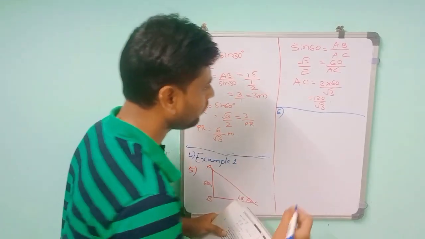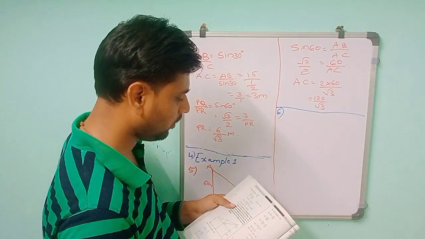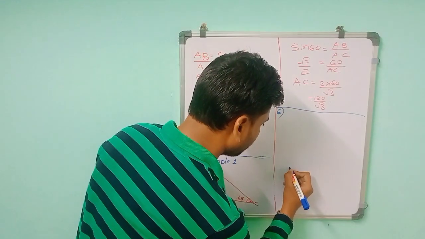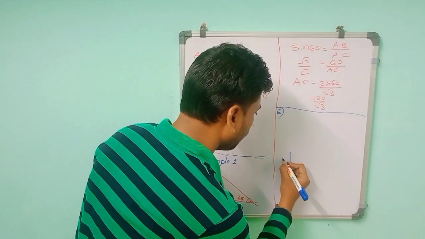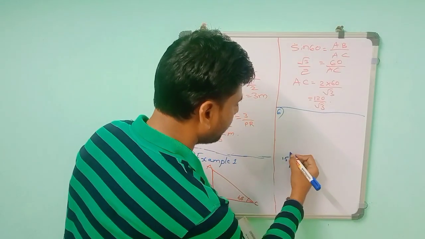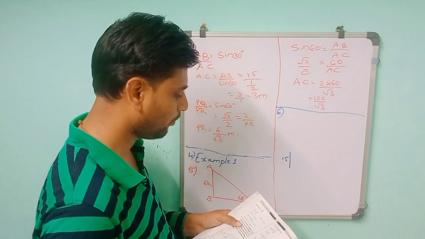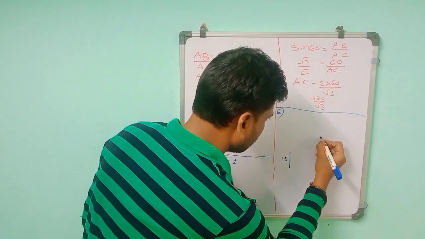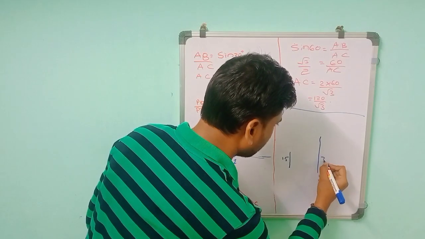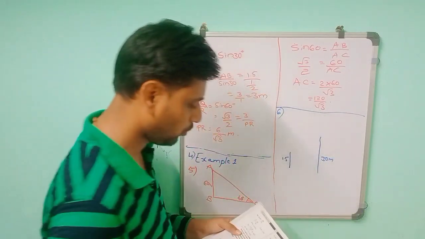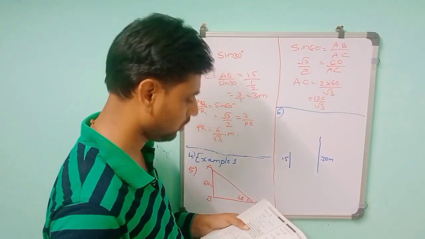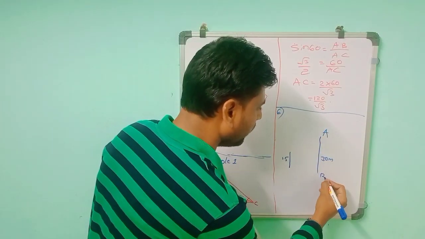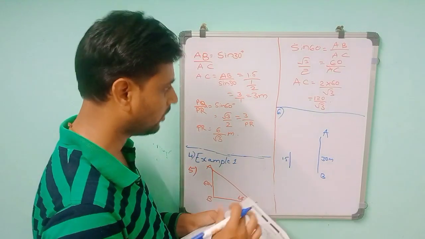So they have given a 1.5 meter tall boy. If you take this on ground level, it is a 1.5 meter tall boy. Here he is standing at some distance from a 30 meter tall building. If you take this one as the building, the total is 30 meter. I will take that one as AB. This one is 30 meter.